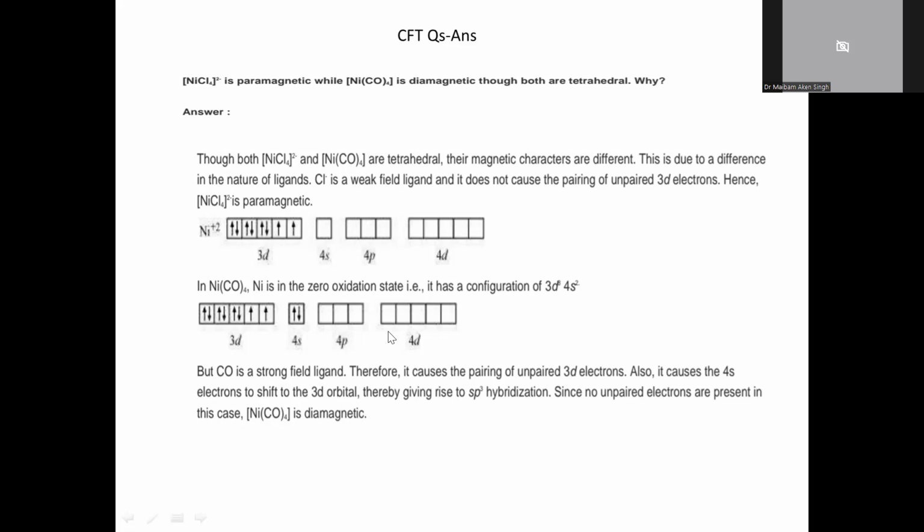Is all is strong, therefore it goes pairing up 3 unpaired electrons. The unpaired electrons also cause the s electron to shift to the 3d orbital, thereby giving rise to sp3.